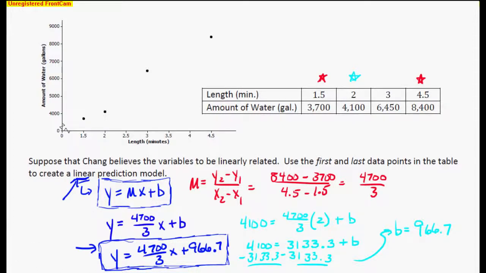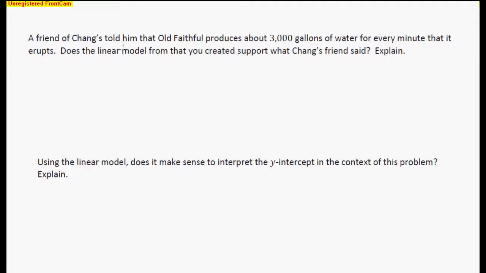Okay, so we're going to use that and try to answer. I'm going to write that down here off the screen so I don't forget it. I'm going to use that to answer one of these others. All right, his friend of Chang's told him that Old Faithful produces about 3,000 gallons of water for every minute that it erupts. Does the linear model that you created support that? Okay, now if you remember, the equation that we came up with looked like this.